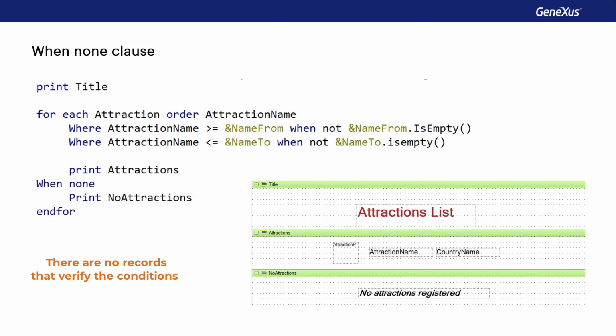In this example, we've decided to print a message, but we may also type a series of commands, such as another for each command, for example. Since what will be executed after the when none clause will imply that the search was unsuccessful, if we type a for each command there, the when none clause will not be nested. It'll be like a standalone for each command.